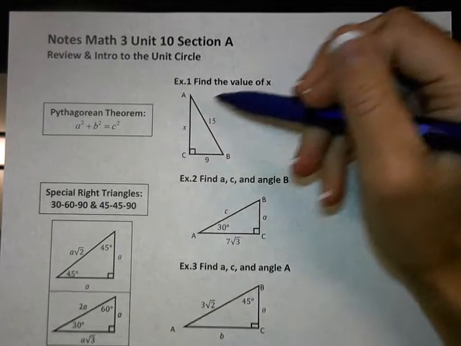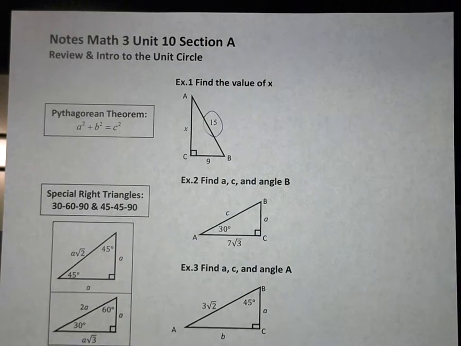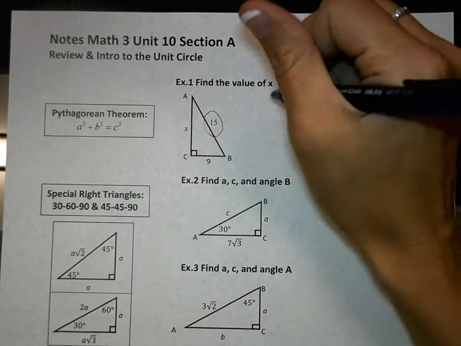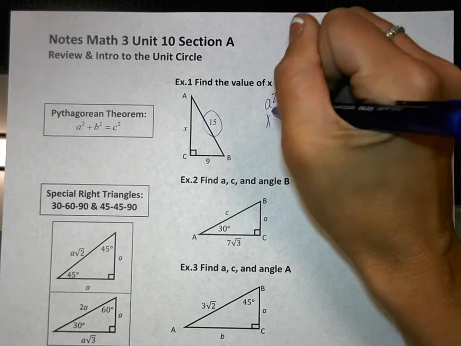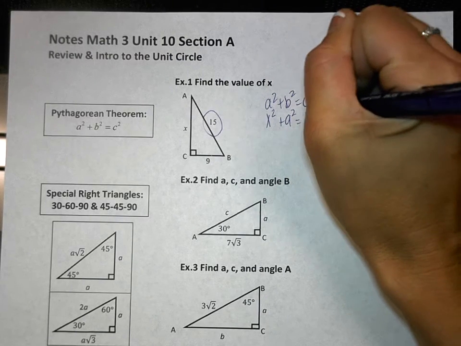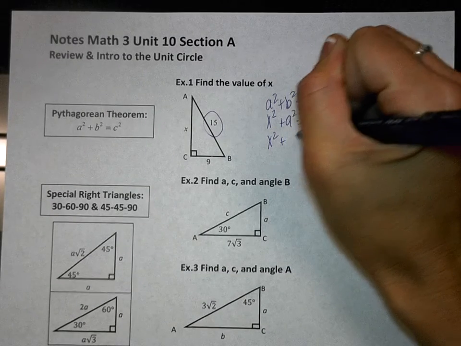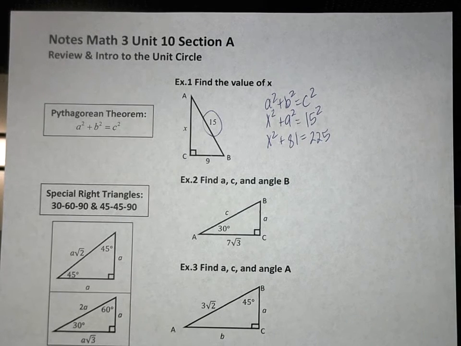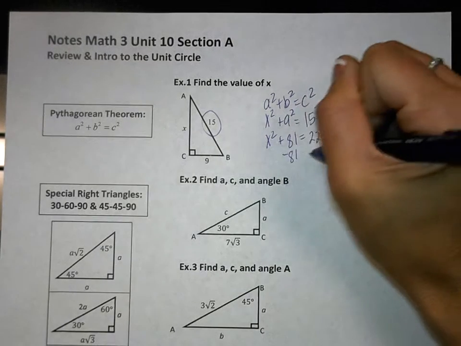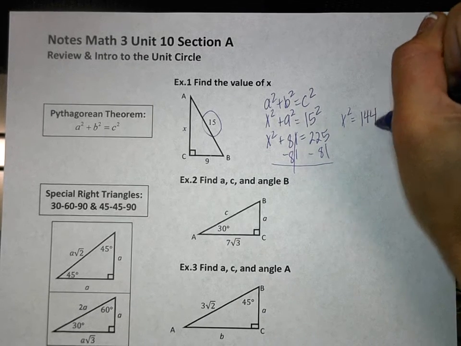Just kidding. Okay, so what is always going to be my C value? The hypotenuse. Good. So that's my C. Everything else, it doesn't matter the order that you put it in. Okay, and so we have a squared plus b squared equals c squared. So we have x squared plus 9 squared equals 15 squared. X squared plus 81 equals 225. We subtract 81 from both sides, and we get x squared equals 144.